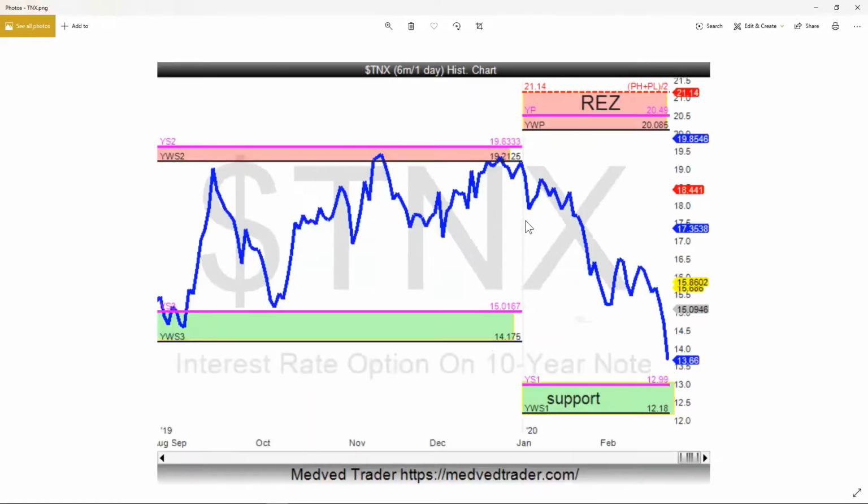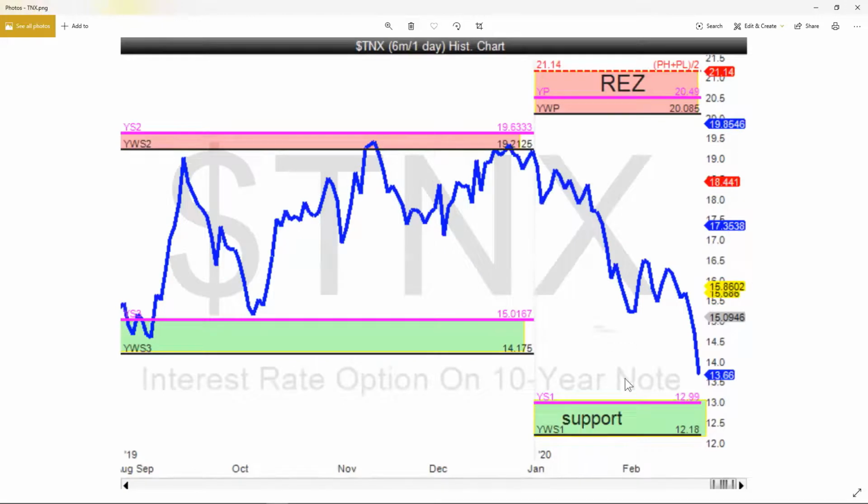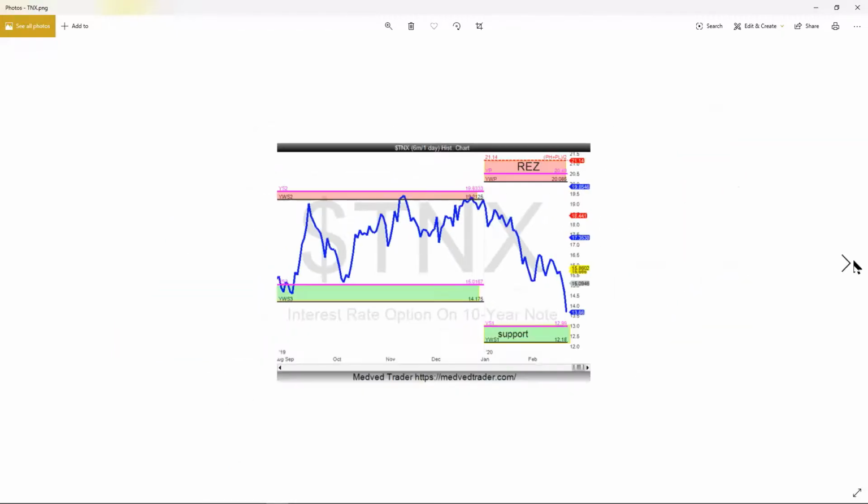And here's the 10-year TNX. We're looking for a yield to come down to 1.30 to 1.22. On the 10-year last year, the yearly S3 and yearly S2 pivots defined that range.